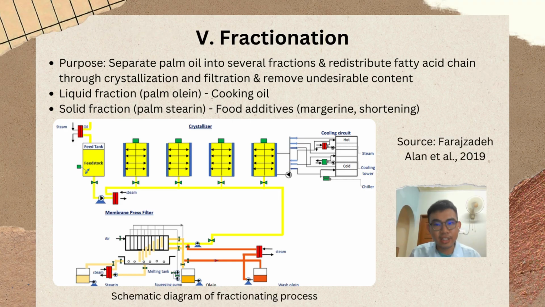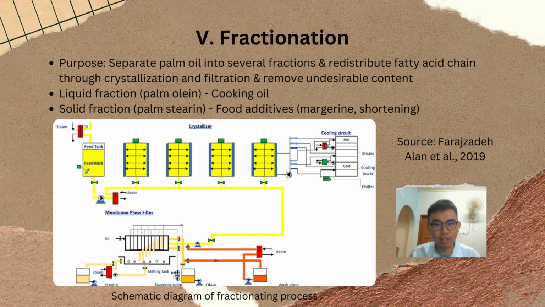Lastly is the fractionation process for the separation of the purified palm oil into several fractions by redistribution of the fatty acid chain through a crystallization process. There are two main fractions that are obtained from the fractionation column, which are palm oil and palm stearin. Palm oil is in liquid form, therefore it is commonly used as cooking oil, whereas solid palm stearin is used as a food additive like margarine and shortening.